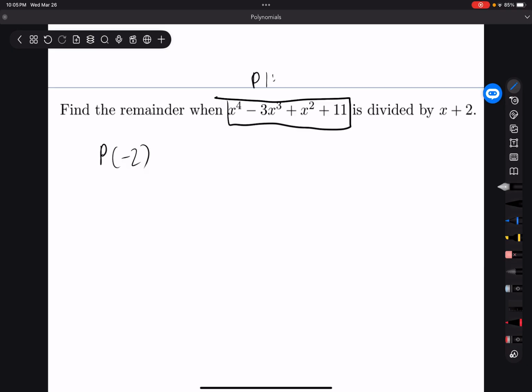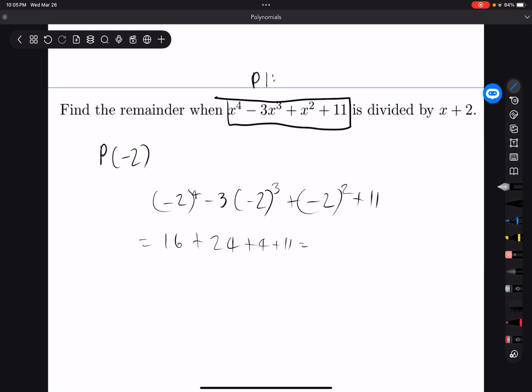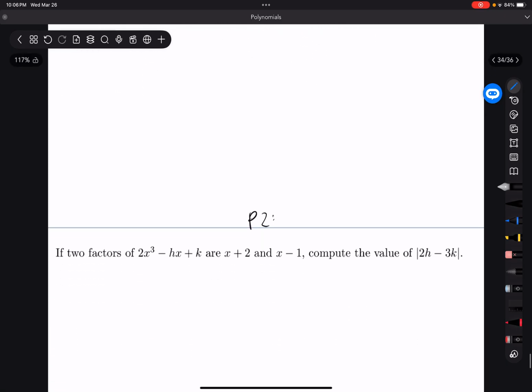So let's solve this. Negative 2 to the power of 4 minus 3 times negative 2 cubed plus negative 2 squared plus 11. This is equal to 16 plus 24 plus 4 plus 11, which is 40 plus 4 is 44 plus 11 is 55. And therefore, our answer is 55. All right, let's move on to another problem.